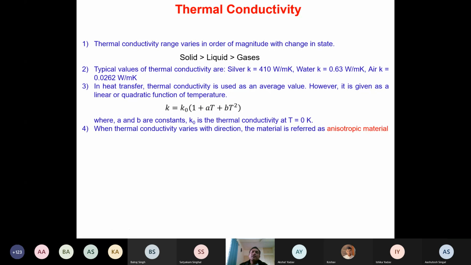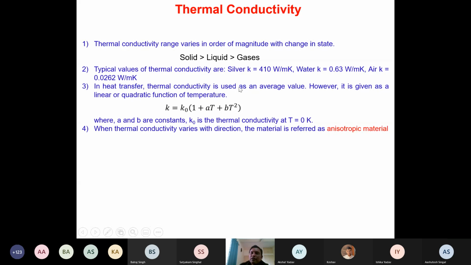Okay, so the typical range of thermal conductivity: the thermal conductivity of a solid is the highest, the thermal conductivity of a liquid is lower than the solid, and gases have the lowest thermal conductivity. The typical value of the thermal conductivity of silver is 410 watt per meter Kelvin. The thermal conductivity of water is around 0.63 watt per meter Kelvin, whereas gases such as air have a thermal conductivity of 0.0262 watt per meter Kelvin. Okay.